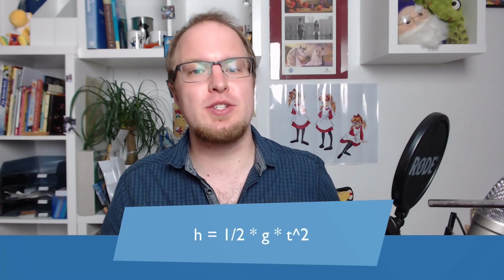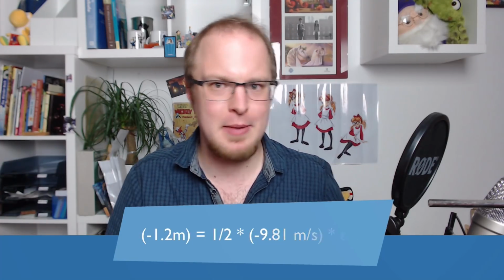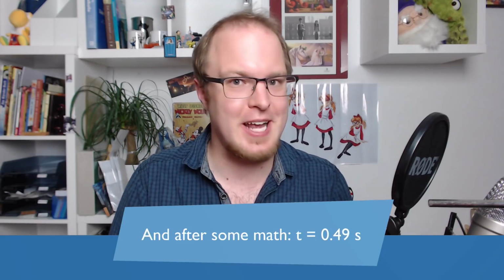And because scientists were getting tired of just dropping objects to see how long they fall, they came up with clever formulas like this one, where we can just put the height that we already know and the acceleration of gravity that we already know, and then we get an equation that we can actually solve for the time, and with some math magic we get the result that our microphone falls for 0.49 seconds.